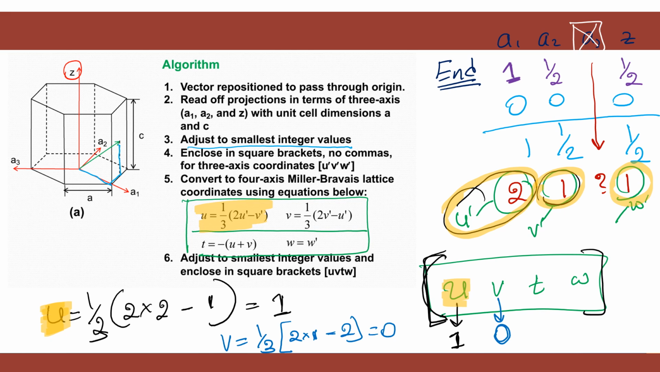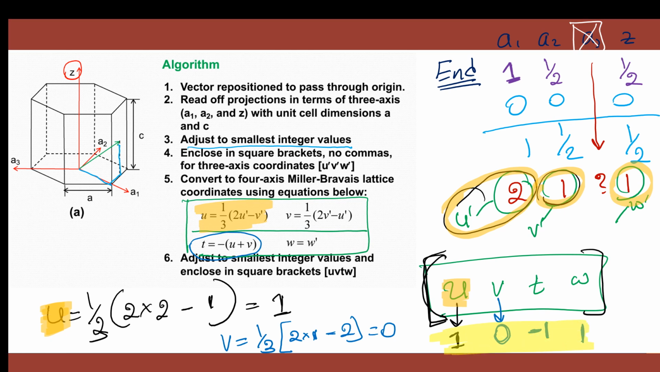Yes. So what is T? T is negative U plus V, not U dash plus V dash, U plus V. So U plus V negative is negative 1. Am I right? T is negative 1. Do you get the same? W is W dash. This is 1. So you already found the U? Yes. We found all of them. We found these four, U, V, T and W.